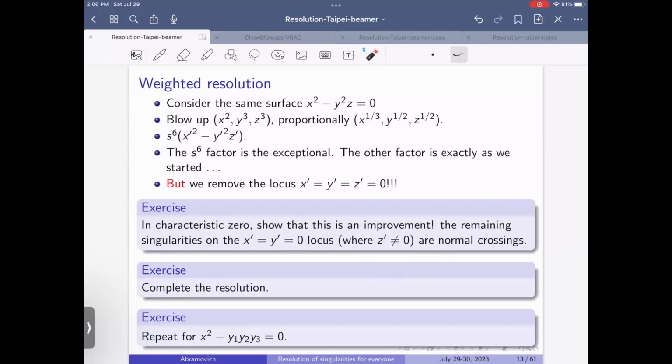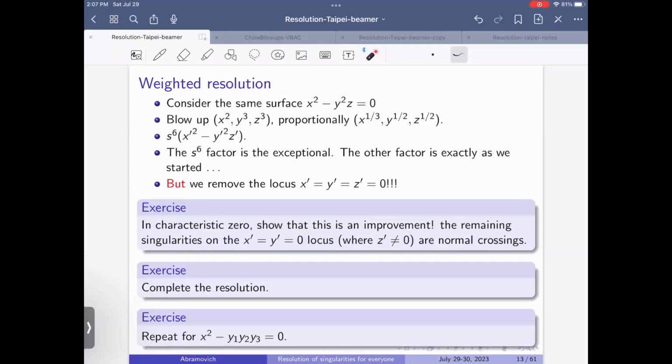Okay. Now, is this still a resolution of singularities for everyone? Have I lost somebody? Oh, I don't know how to ask this question so that I actually get responses. Okay, which page am I on? 13.